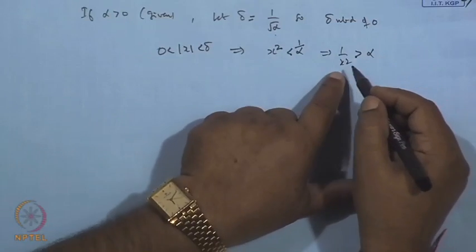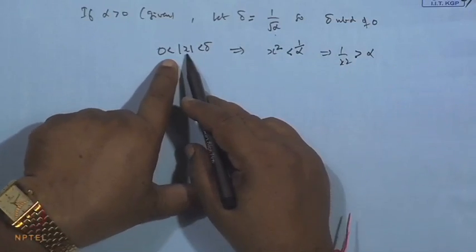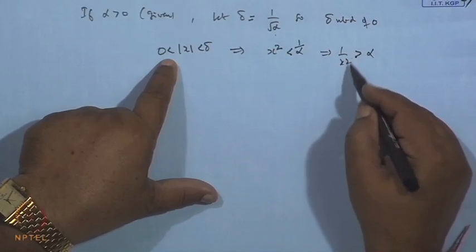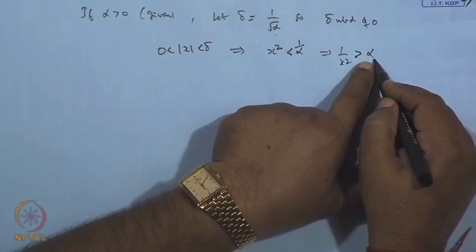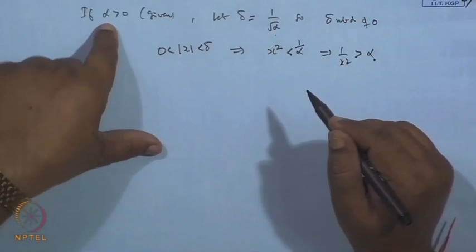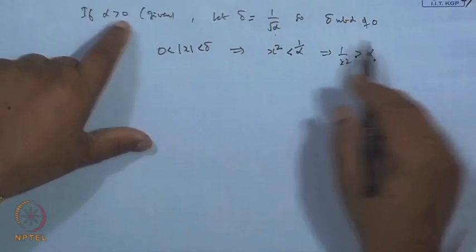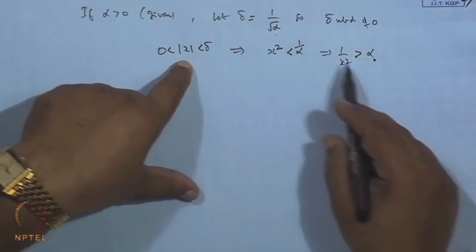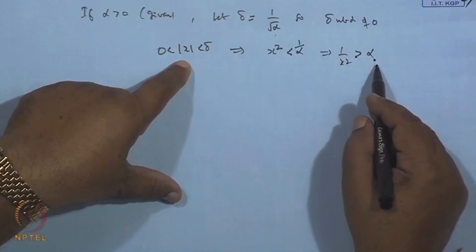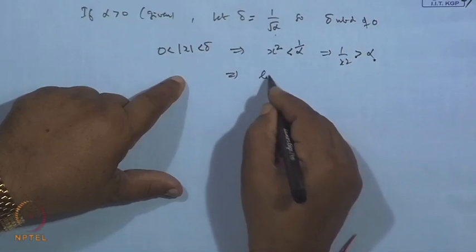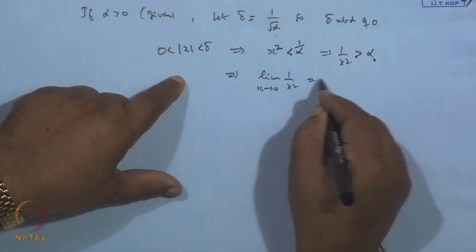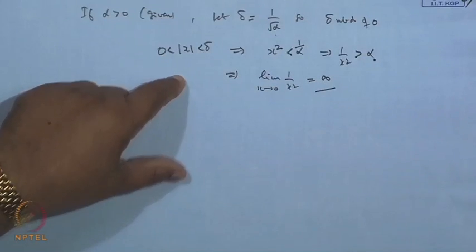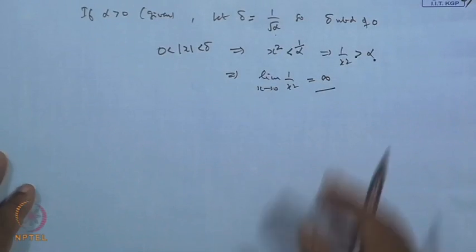It means when x is sufficiently close to 0, the value of this function can exceed any number alpha, for a given alpha. Whatever the alpha is, it is arbitrary. So when you choose any alpha, we can find a neighborhood of 0 such that the value of this function exceeds that number. It shows the limit of 1 by x square when x tends to 0 is infinity. That is what was to be satisfied.